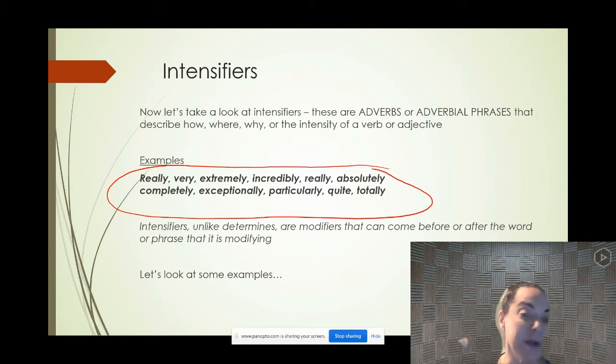Now, the difference, or one of the differences between intensifiers and modifiers, is that intensifiers can come either before or after the phrase that it's modifying.